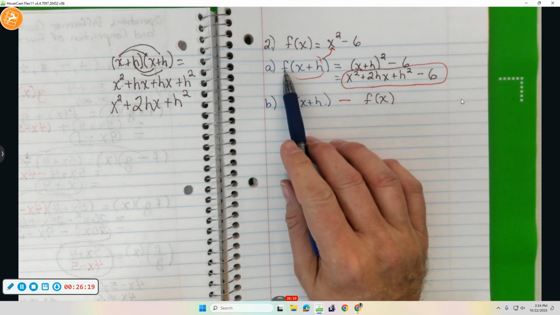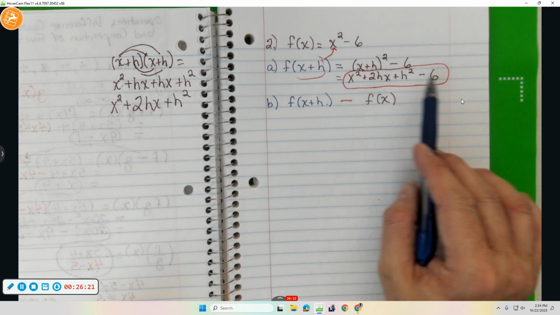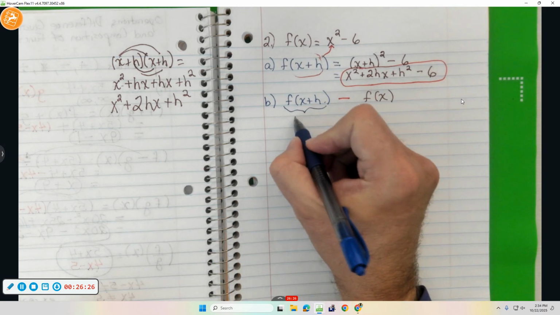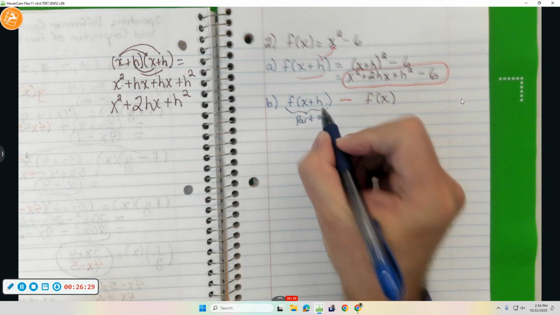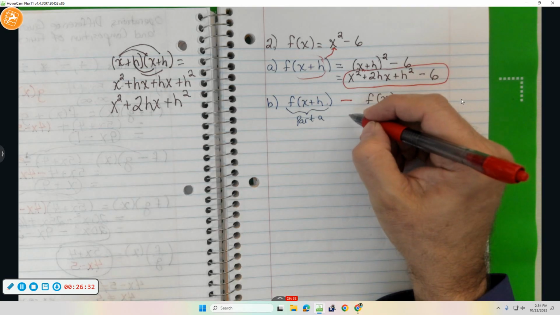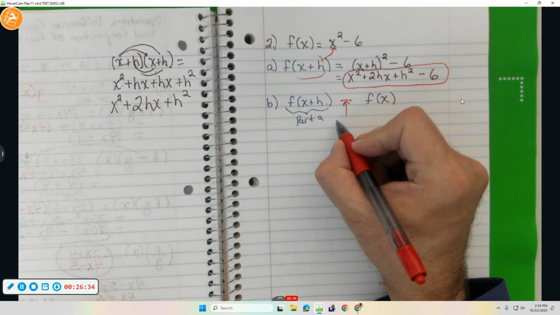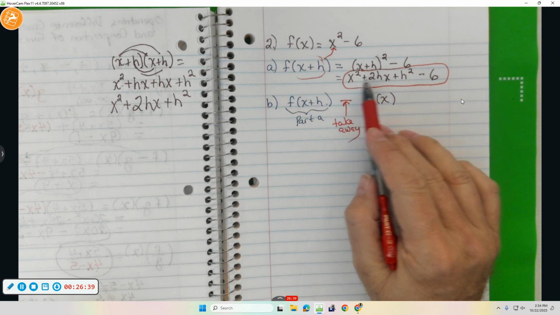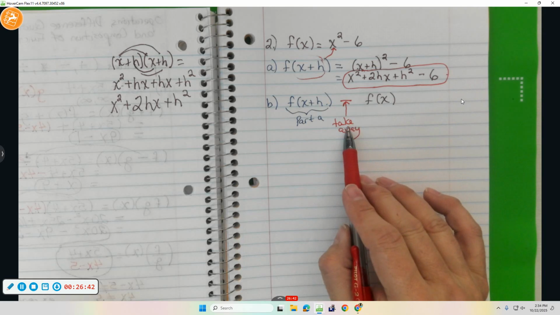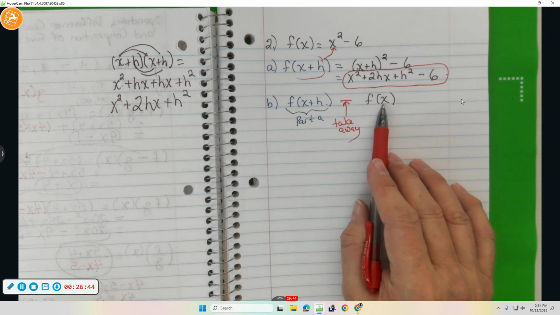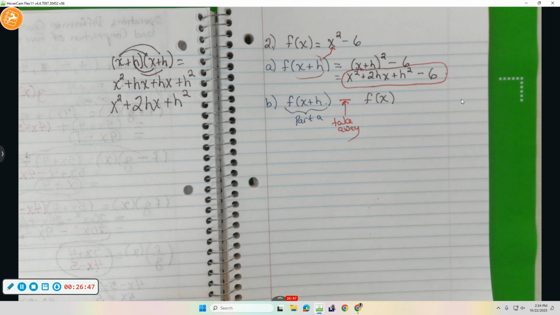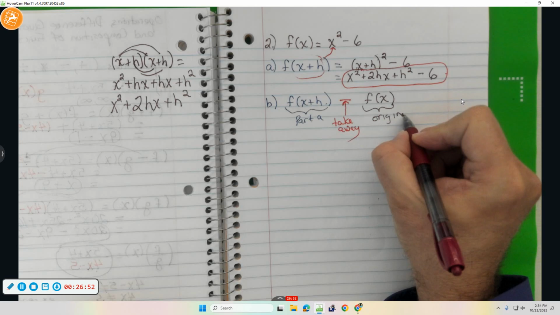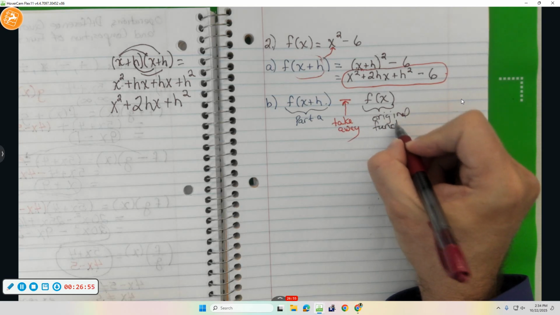Have we already found f of x plus h? Well, yeah, that's part A. So we're going to take our answer from part A, and let's think of subtraction the way you thought of it in elementary school. Take away. So look at your answer from part A. Take away f of x. So take away everything from the original function. You can do this really without any writing, other than just write out the answer.